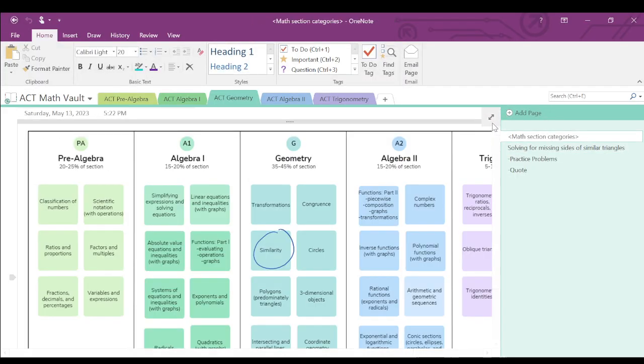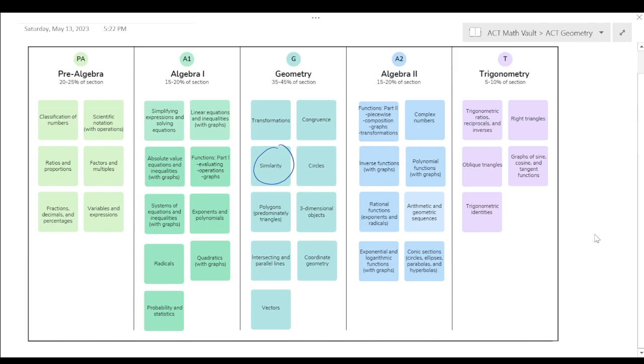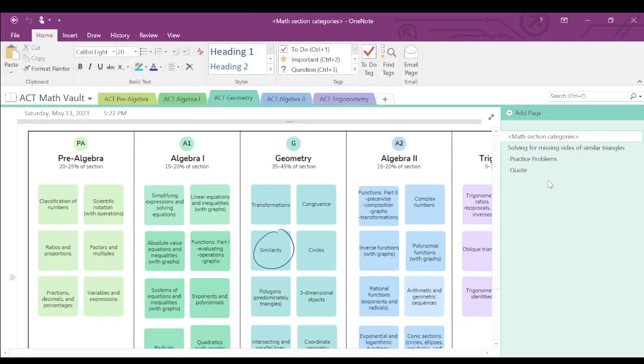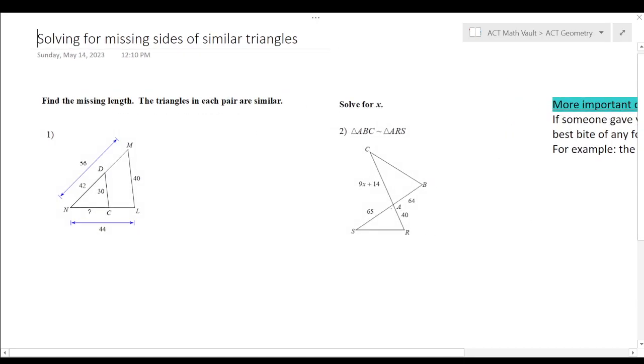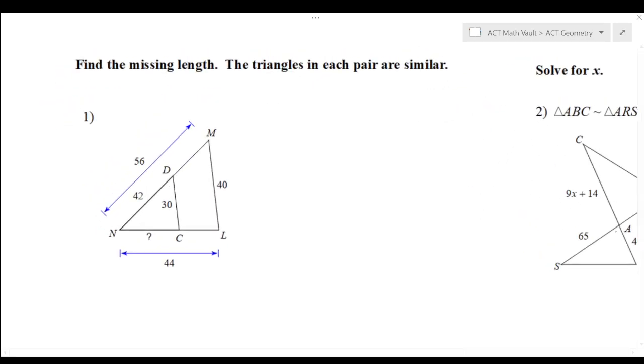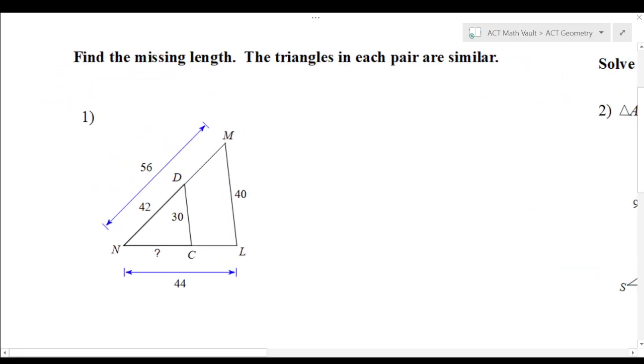Similarity falls under geometry. It's very likely that you would see a problem on the ACT that involves similarity. So what types of problems would those look like? Well, these two are what I've seen most commonly. You either have to solve for a missing side altogether or for a variable within an expression that represents a side.